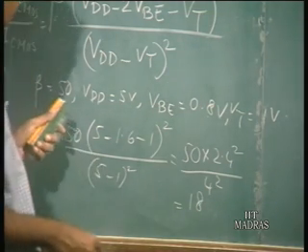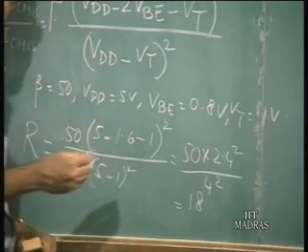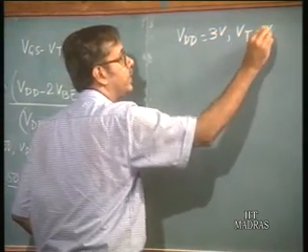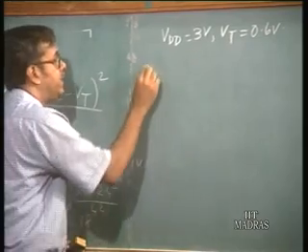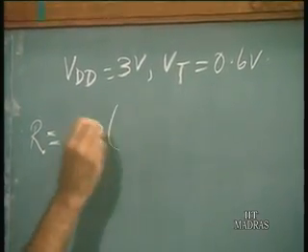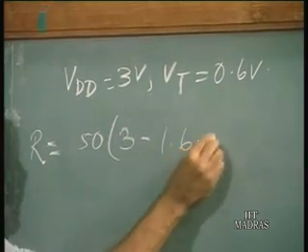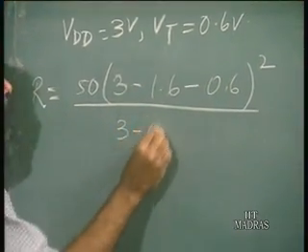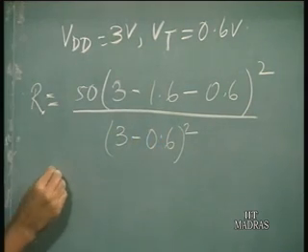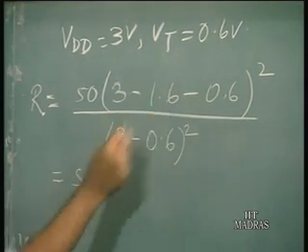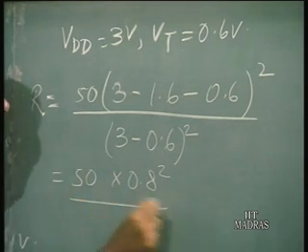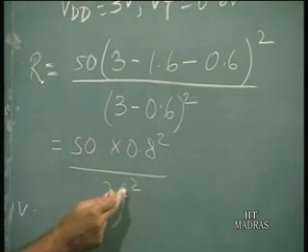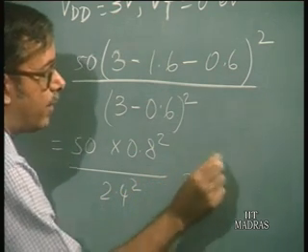Now, this problem is going to be more severe as we go for low voltage circuits. Suppose the VDD is now 3 volts, and VT of course will also be reduced if you have a 3 volt circuit, say 0.6 volts, then this ratio is going to be equal to say 50 times (3 minus 1.6 minus 0.6) squared divided by (3 minus 0.6) squared. Okay. So, this is going to be 50 into 2.2, so 0.8 squared divided by 2.4 squared. So, this is 3. So, 50 by 9. So, it is almost about 5 or so.